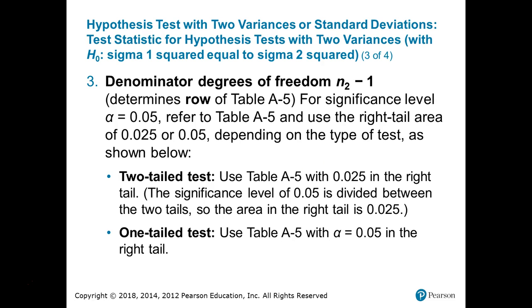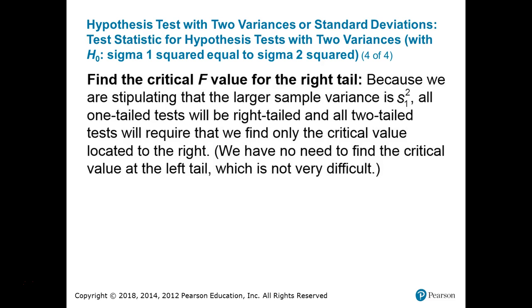And that represents the numerator. The denominator is going to be n2 minus 1. So when you're using table A5, you'll find that on the left-hand side, it's going to ask you for the numerator, and on the top, it's going to ask you for the denominator, and then you kind of play Battleship where you find the value where the two intersect. So find the critical value.